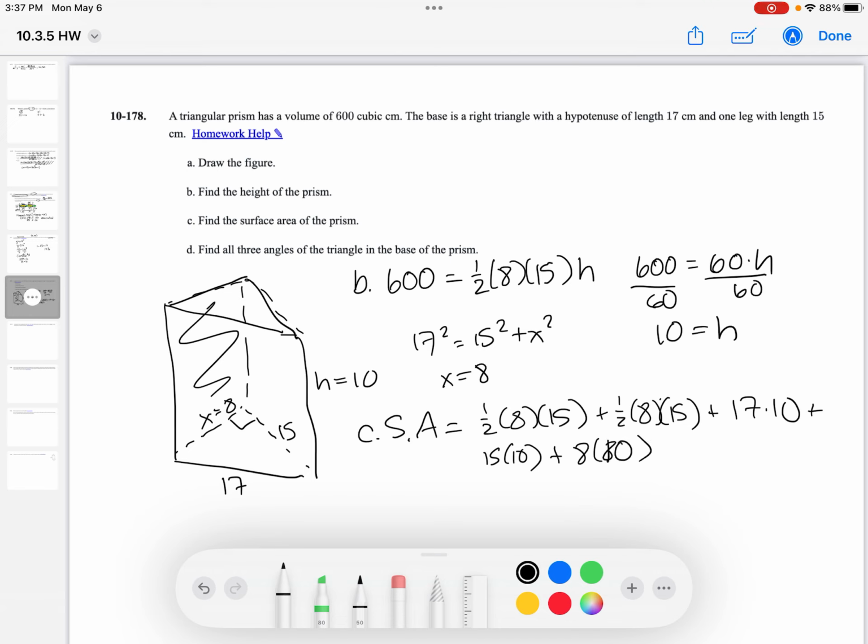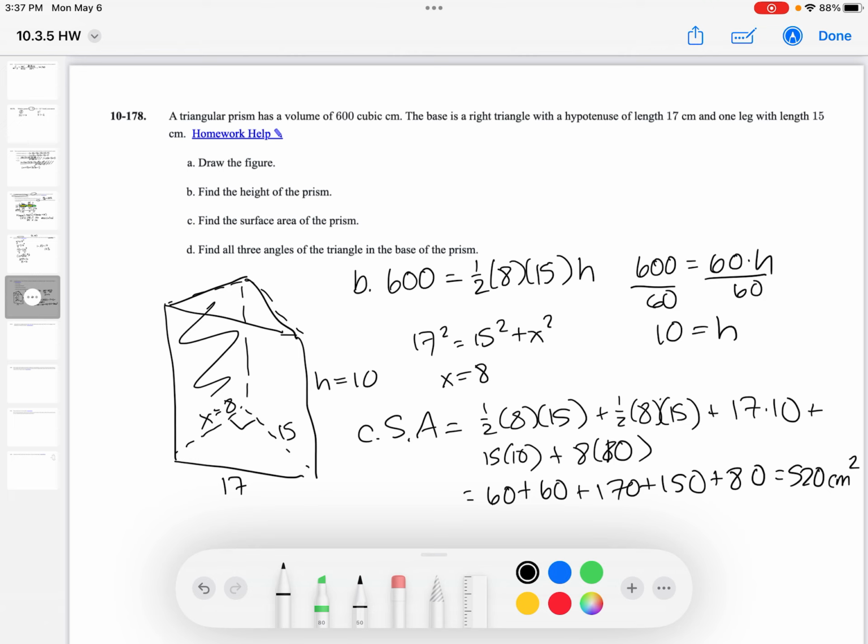And if I multiply those out, what do I get? It's going to be 60 plus 60 plus 170 plus 150 plus 80, and I get 520 square centimeters.